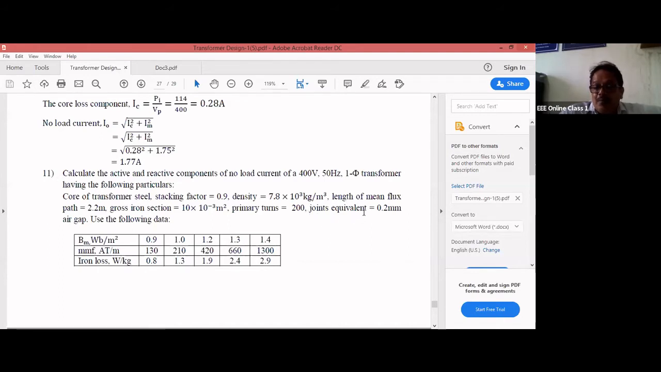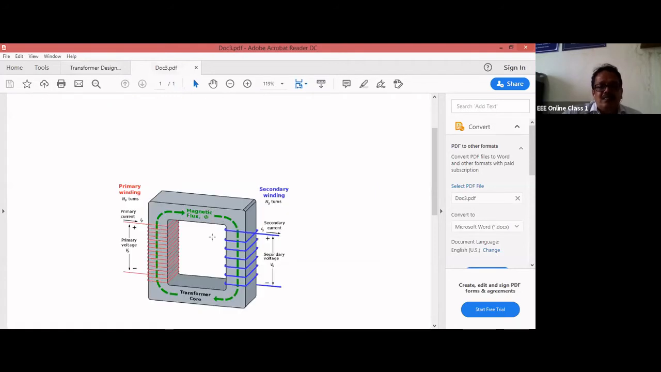So one more data they have added. MMF for joints is equal to 0.2 mm air gap. Means in joints there will be a 0.2 mm air gap. So when joining the core, if you join the core, this will be L section. 2 L sections will be joined, and in that joint there will be a 0.2 mm air gap. Okay, a little bit of air gap will be there.